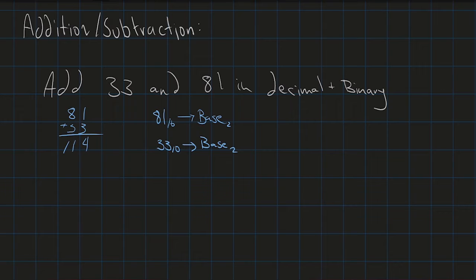So let's start out with our headers. So 2 to the 0, 2 to the 1, 2 to the 2, 2 to the 3, 2 to the 4, 2 to the 5, 2 to the 6, 2 to the 7. Same thing as 1, 2, 4, 8, 16, 32, 64, 128.